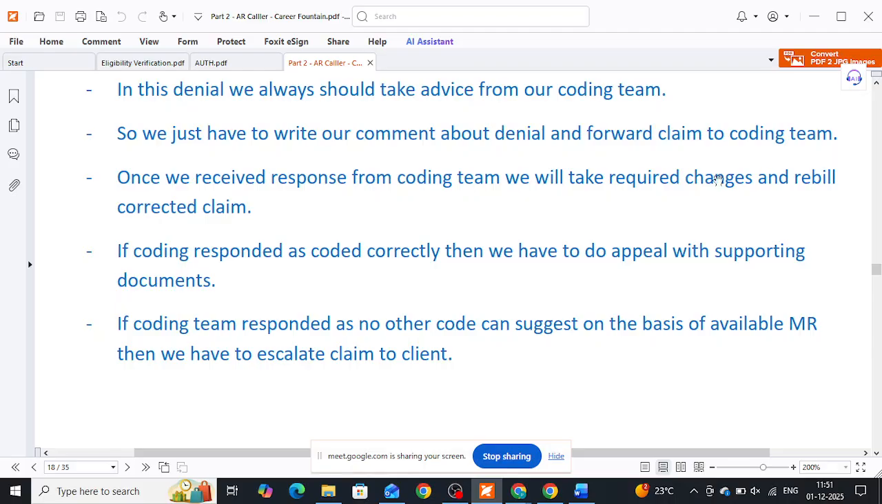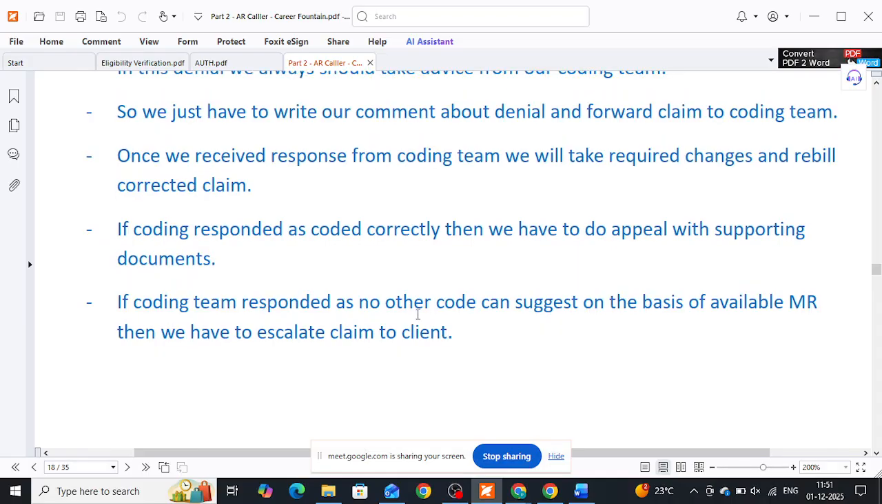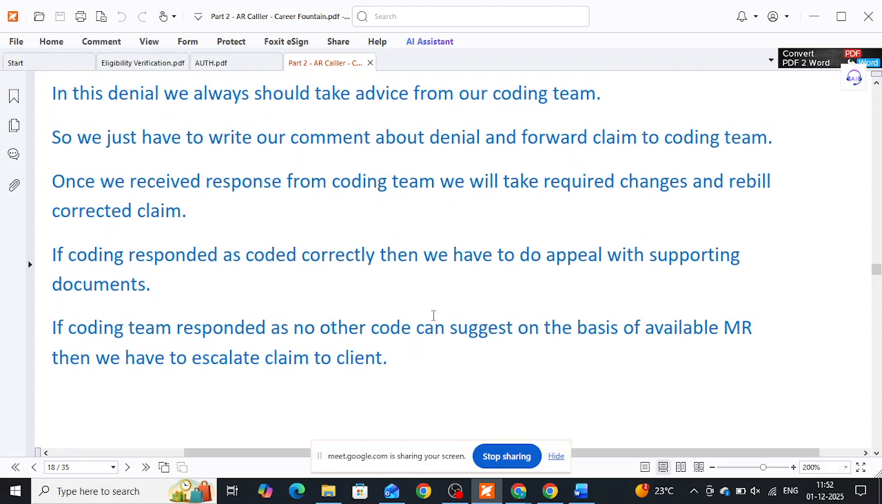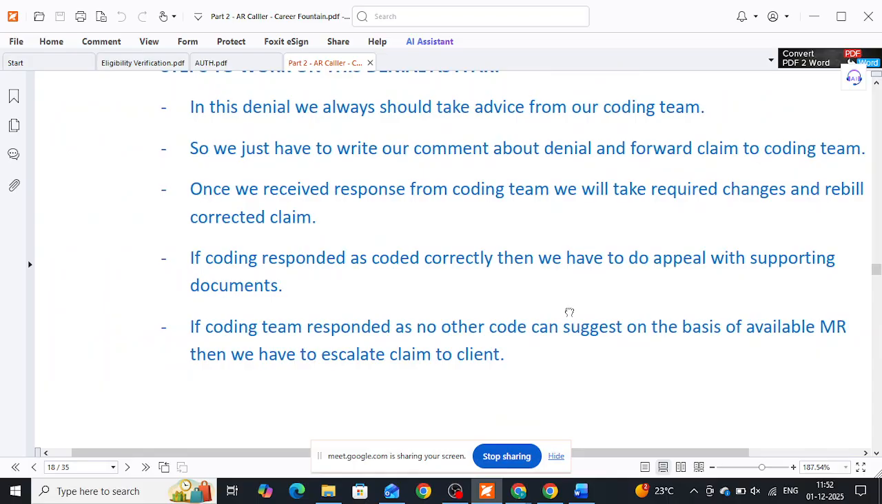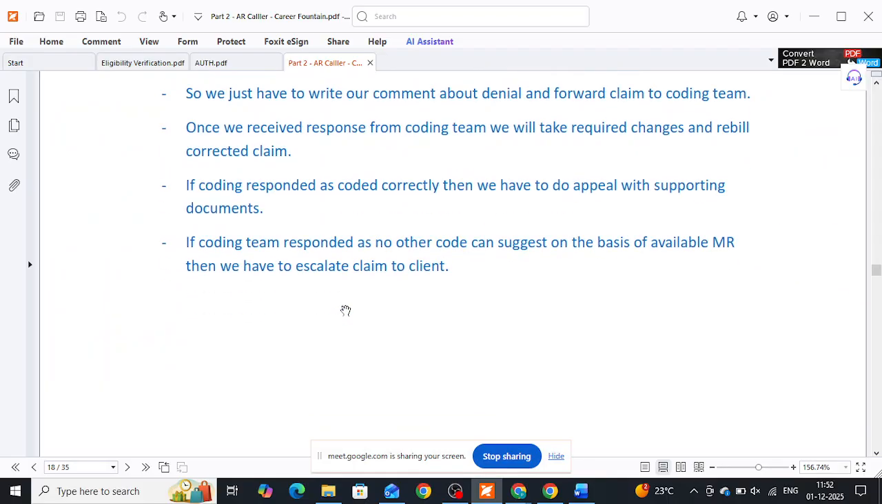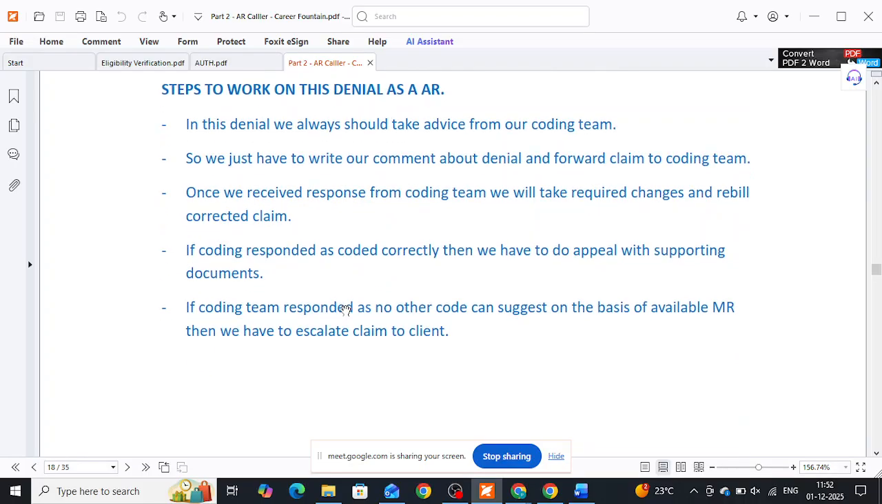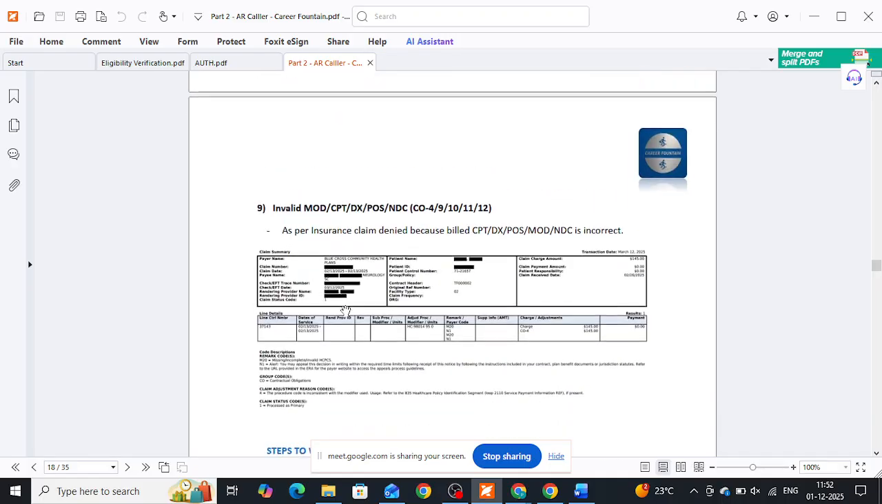In the first case, we can make changes and resubmit a corrected claim. In the second case, we can appeal, because the coding team is saying that it was coded correctly. In the third case, the coding team cannot decide or suggest another code, and they are also not saying it was coded correctly. We have to forward it to the client so that they will upload more available medical records, and then the coding team can go through them. So this is the easiest denial.